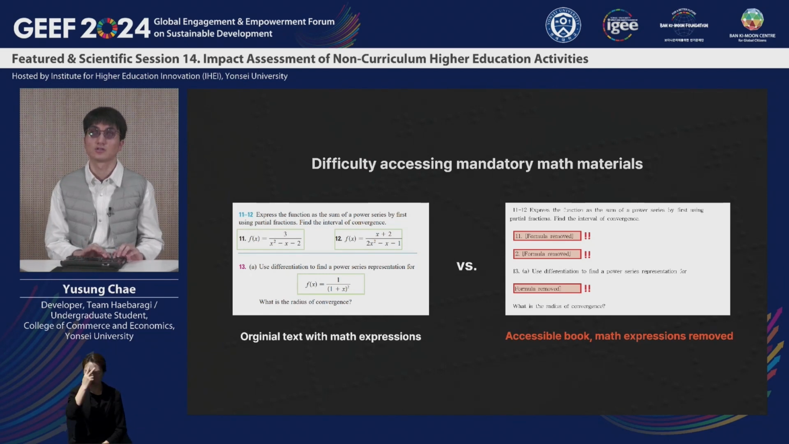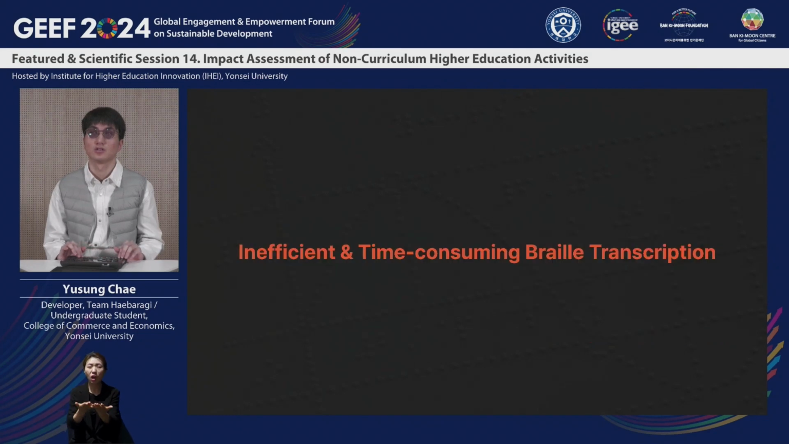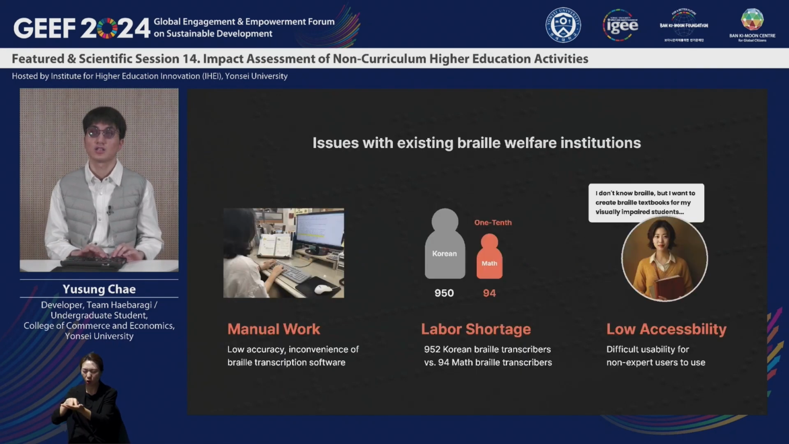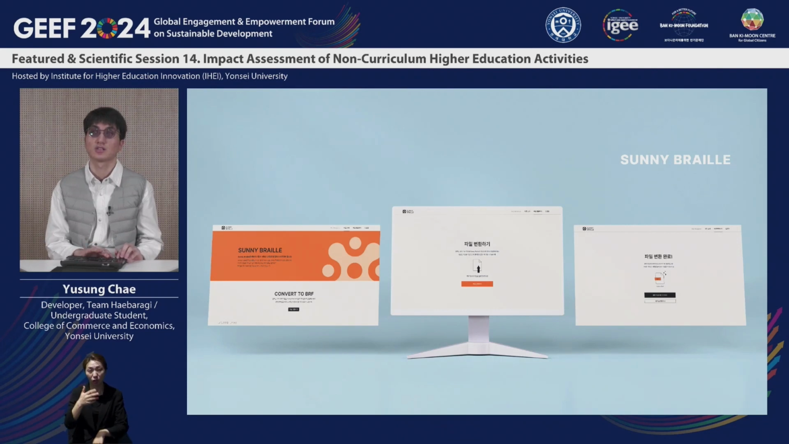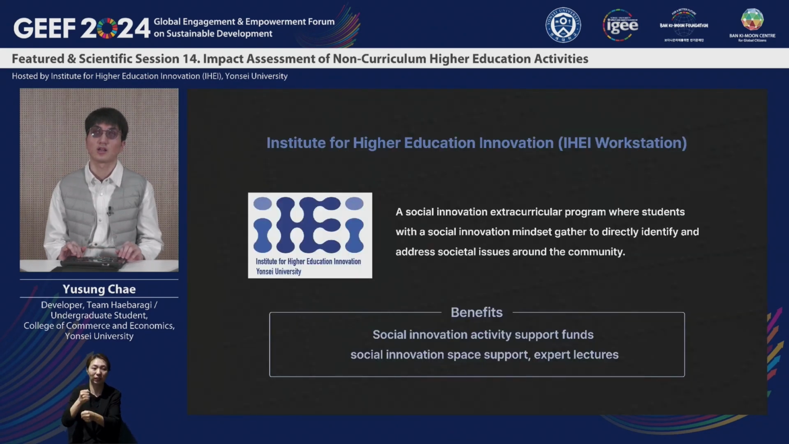So why is there such a shortage of math textbooks available for students with visual impairment? The reason is the inefficient and time-consuming process of publishing math textbooks in Braille. The process of converting letters into Braille is called Braille transcription. Currently, math Braille transcription is done manually by Braille transcribers due to the low accuracy and inconvenience of different computer programs. In addition to low accuracy, existing Braille programs are also inaccessible to non-Braille users because they are difficult to use. That is why we developed Sunny Braille.